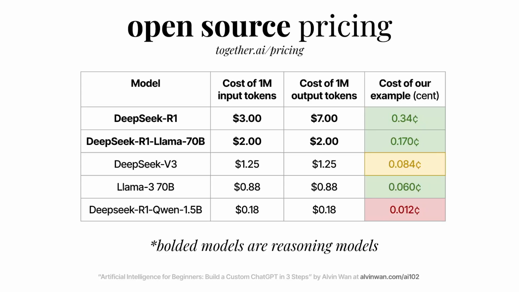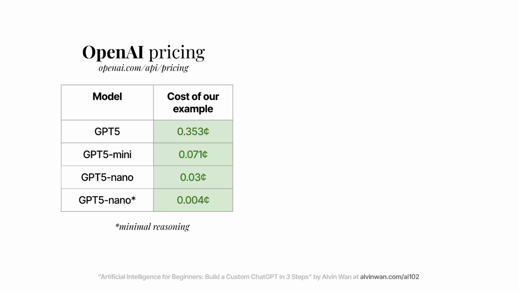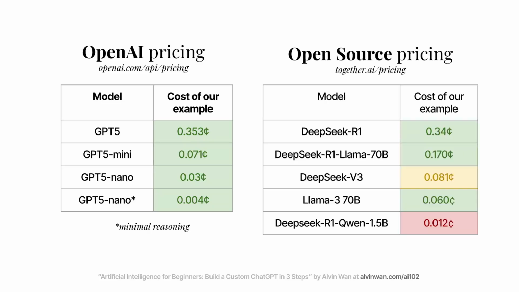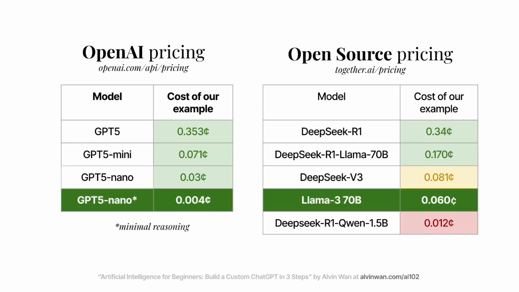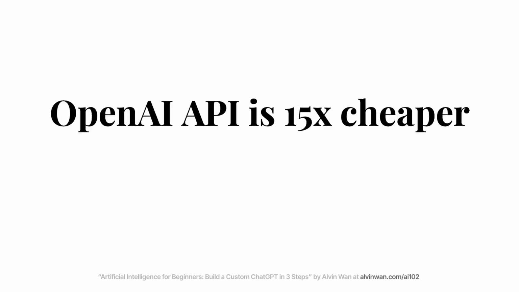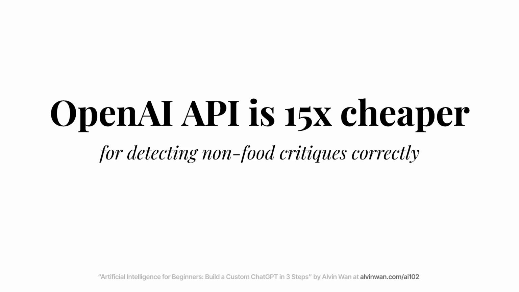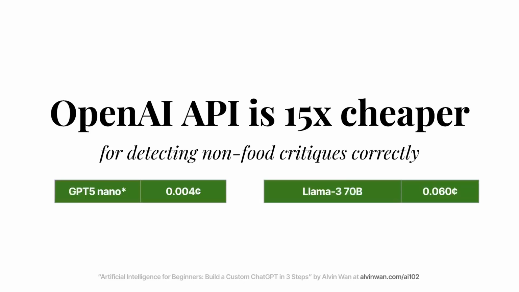We can relist all prices in cents, then compare OpenAI pricing with open source pricing to compare intelligence per dollar. Here are the winners of each category. Notice the difference in cost. Granted, I could have tested smaller open source models that are cheaper than 70 billion, but more capable than Qwen. But any smaller, and they can be run on your own machine for free, so there's no point in testing their APIs. The OpenAI API is 15 times cheaper for this specific task, for detecting non-food critiques correctly, based on our previous results.